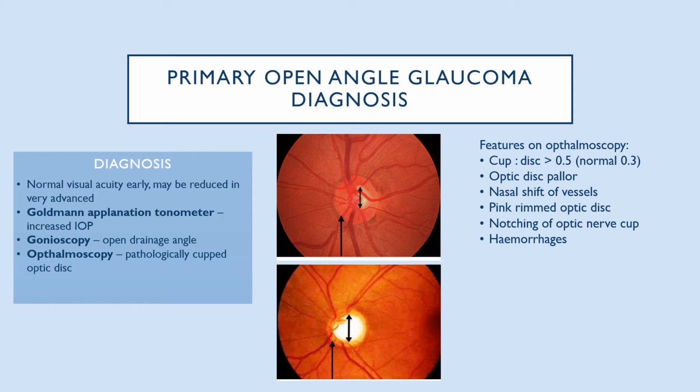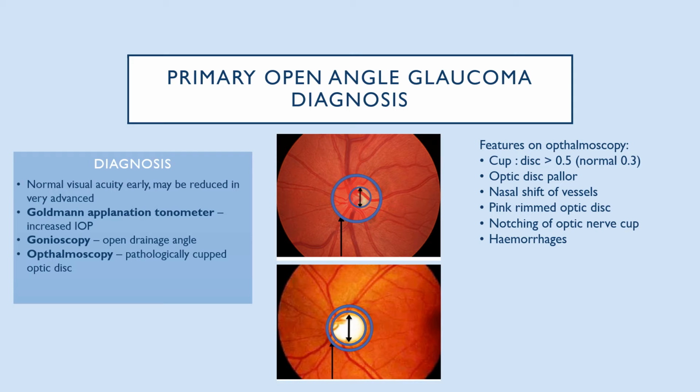So some of the features that we typically see on ophthalmoscopy, we firstly look at cup to disc ratio. Normal cup to disc ratio is 0.3, so if we look here, we can see this is the cup here and this is the disc, and the ratio there is 0.3. If we then look at this bottom one, you can see the cup is much larger when compared to the disc. A ratio greater than 0.5 is said to count as glaucoma.